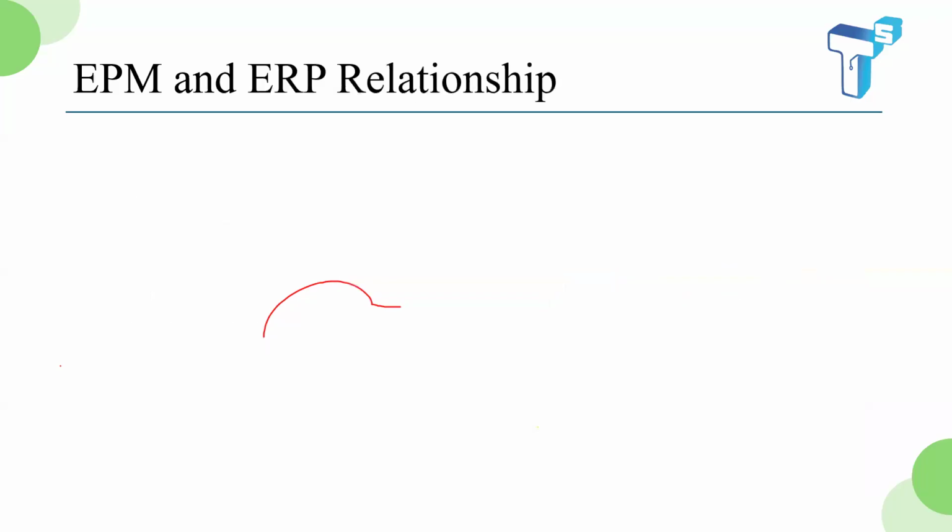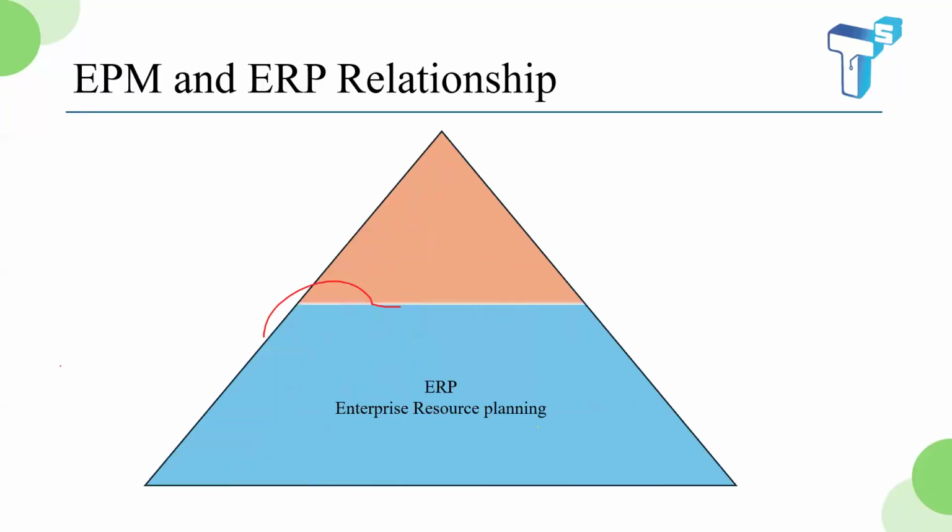EPM and ERP relationship. Until now we have discussed what EPM is and what its history is. Now coming to the next one: what is ERP? ERP's full form is Enterprise Resource Planning. Oracle maintains two types of applications for business purposes. The first one is ERP and the second one is EPM. ERP is nothing but Enterprise Resource Planning.